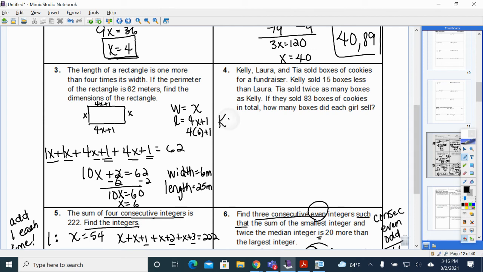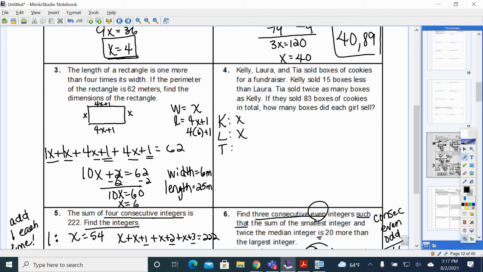So there's a trick to this as well. I have Kelly, Laura, and Tia. You have to decide which of these 3 is just the plain old X. Kelly sold 15 boxes less than Laura. Tia sold twice as many boxes as Kelly. So it's telling you about Kelly. It's telling you about Tia. It's not telling you anything about Laura. Laura is your X. Laura is our X.